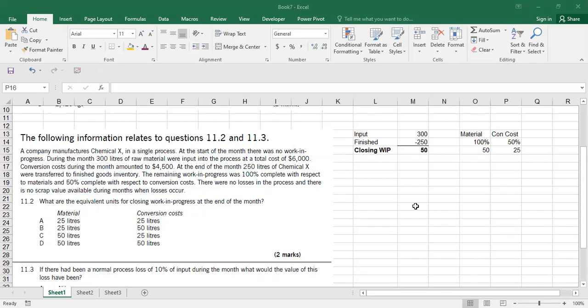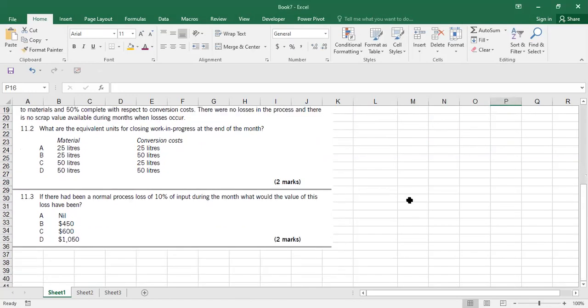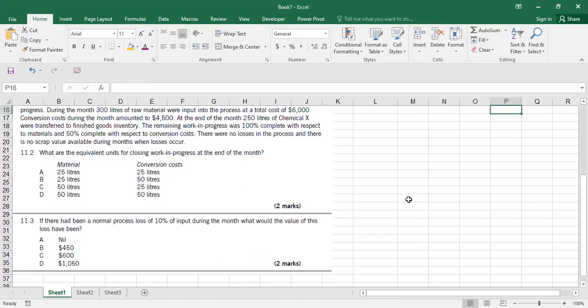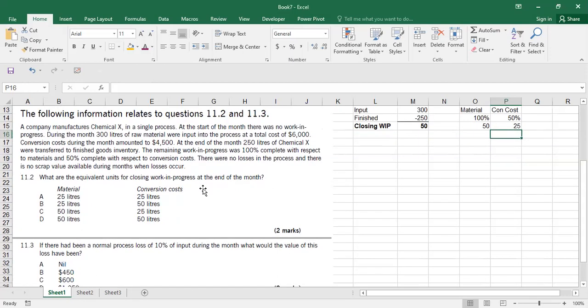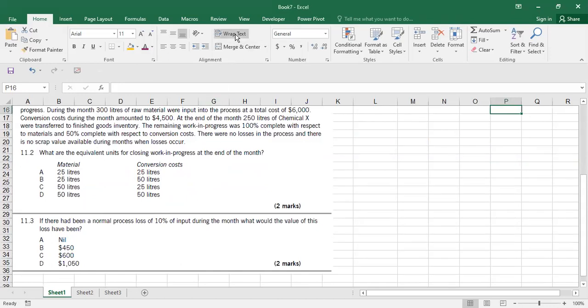Now let's see what 11.3 asks. In 11.3 they are asking you that if there had been a normal process loss of 10% of input during the month, what would the value of this loss have been? So how much would be the value of the input loss? You know that input loss is always measured at the scrap value.